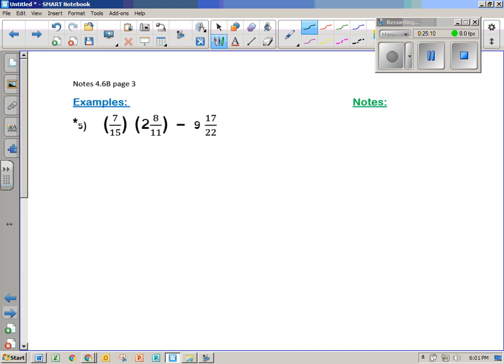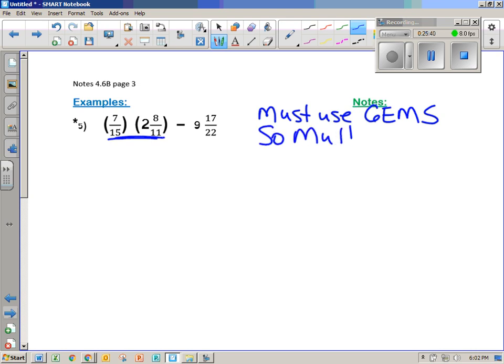So you've got to think about your gems, which is your order of operations. So we must use, we called it gems. G is grouping, E is exponents, M is multiply, divide, left to right, S is subtract and add, left to right. So that tells us we have to multiply first. So multiply first. That's not optional.